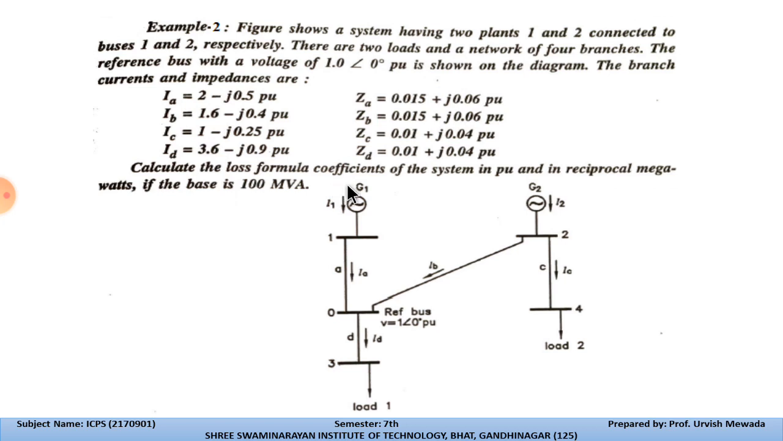Now calculate the loss formula coefficients of the system in per unit and in reciprocal megawatt, that is megawatt inverse, if the base is 100 MVA. So this is the data given. Now let us find the solution.